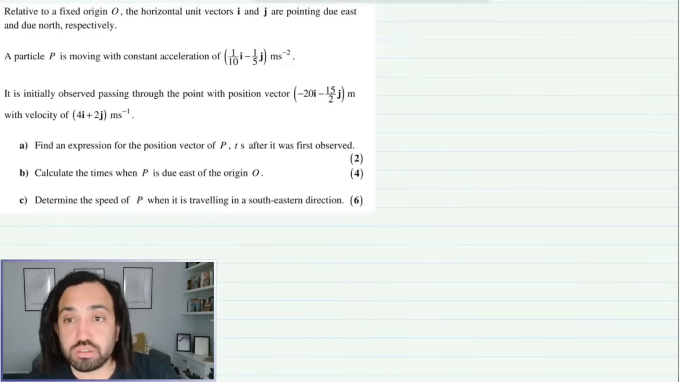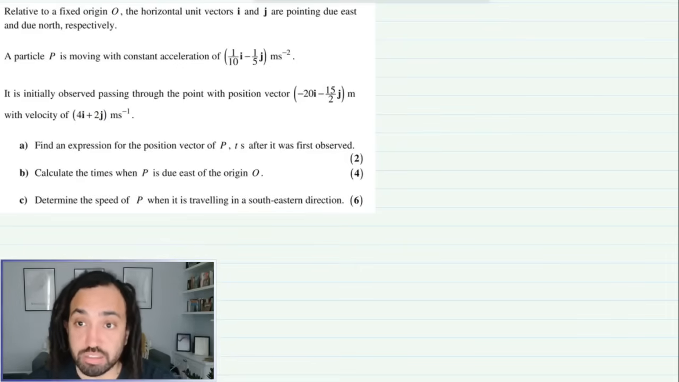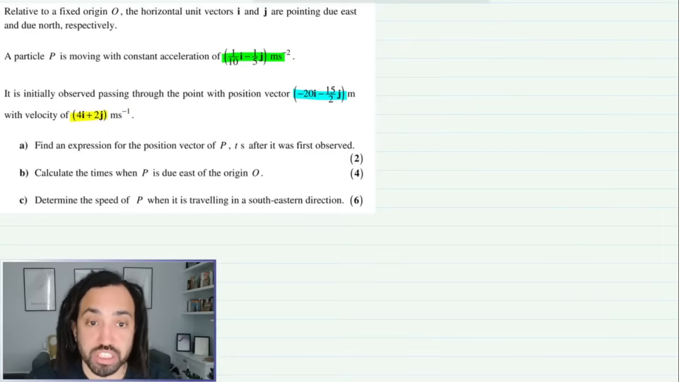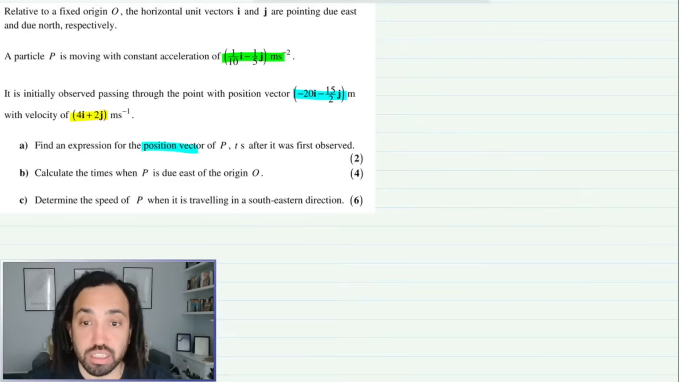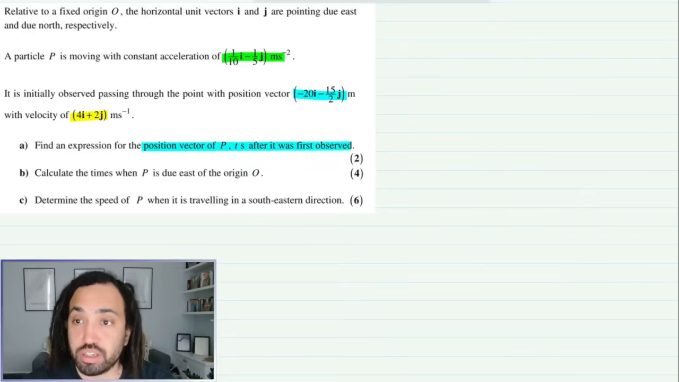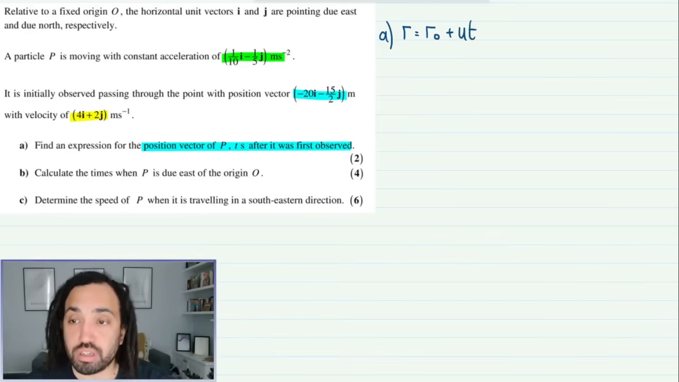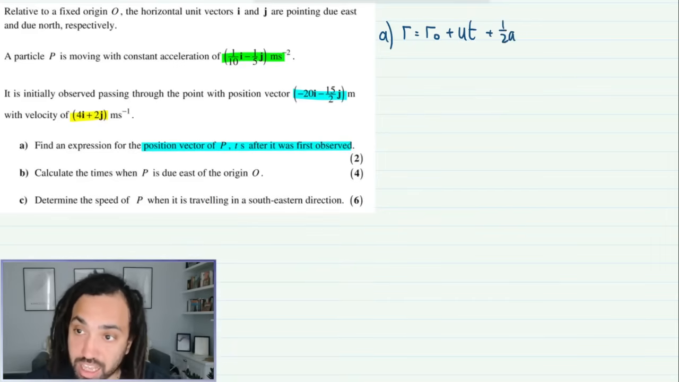Okay, we've got some unit vectors i and j, and we've got a particle. It's got constant acceleration, and we know its starting point, and we know that it is traveling with this speed. We're asked to find its positional vector after it's first observed. Okay, so we can use the formula that the positional vector is the starting point plus the initial velocity times t, and then plus a half a t squared.